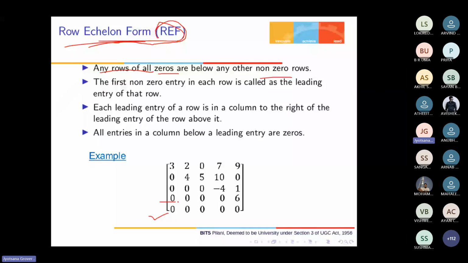It is below the non-zero rows. All these are non-zero rows. So this is also a non-zero row because it contains at least one non-zero entry. Okay. So the first point, I hope it's clear.